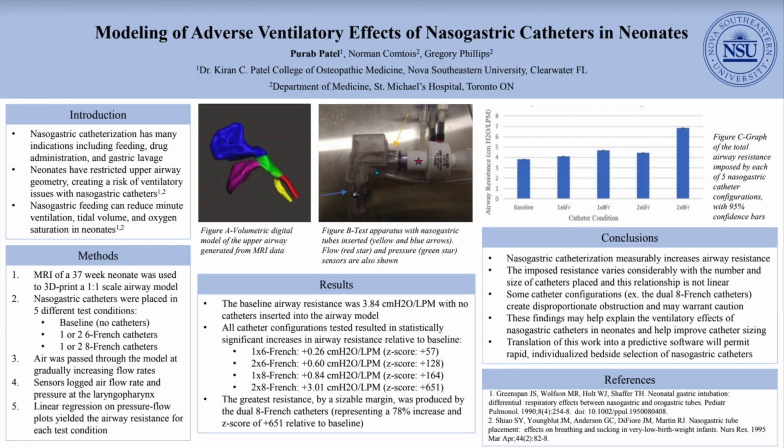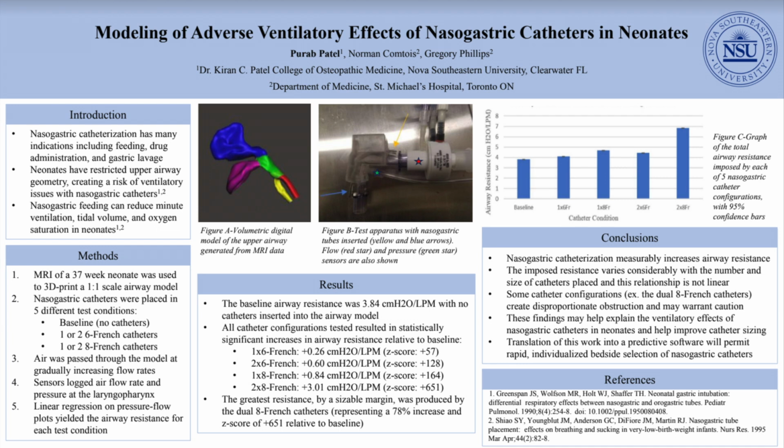Medical air was then passed through the model at gradually increasing flow rates, and the flow rate, as well as the pressure at the level of the laryngopharynx, was measured by sensors. Each test was performed threefold in order to increase reproducibility and allow for calculation of confidence intervals. Linear regression analysis on the pressure flow data provided the total airway resistance generated by each of the catheter configurations.